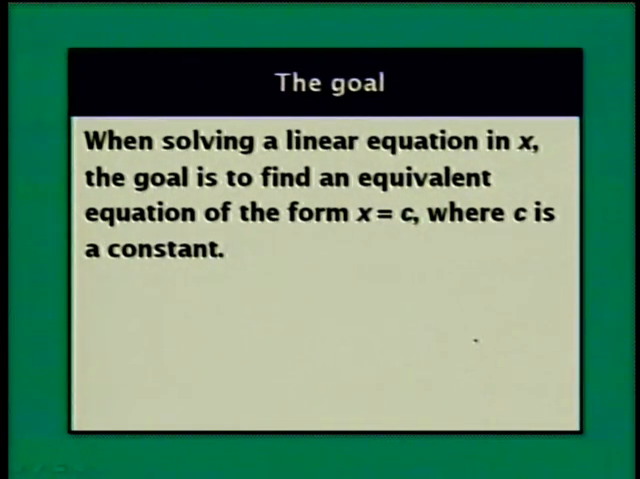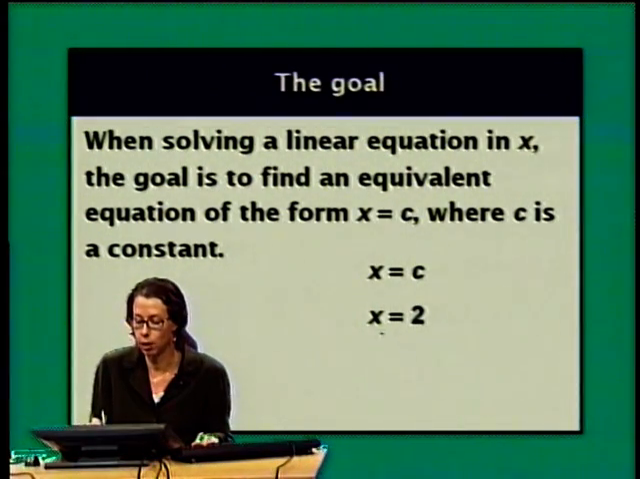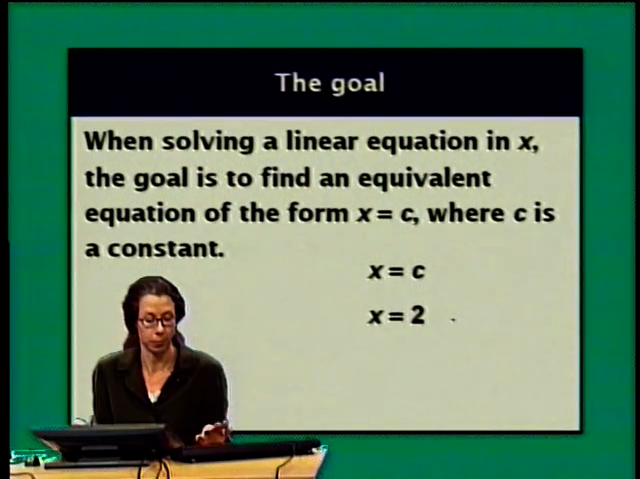So our goal when solving a linear equation in x is to find an equivalent equation in the form x equals a constant. So let's look at some examples of what that is. For example, we want to end up with something like x equals 2. Why do we want this? Well, the solution to the equation x equals 2 is obvious. It's 2.